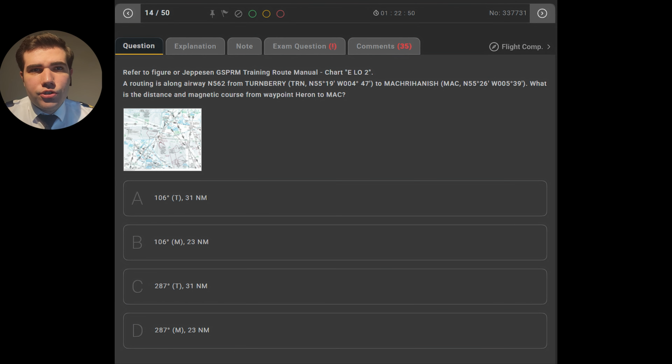Our routing is along the airway N562 from Turnberry, TRN, to Machrihanish, MAC. What is the distance and magnetic course from waypoint Heron to MAC? So basically, you need to spend time only finding the locations. If you have a map and if you work on that, it's much simpler.